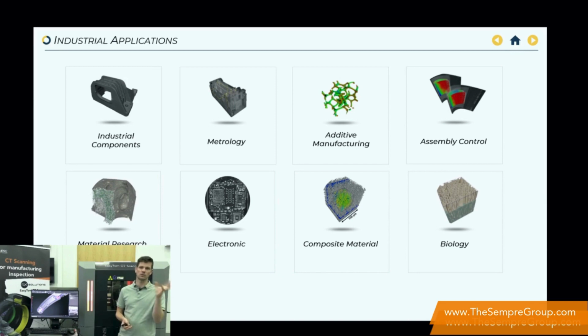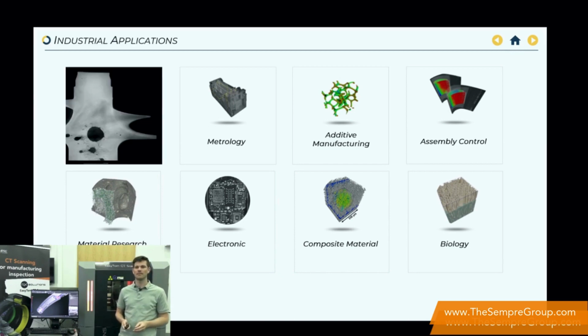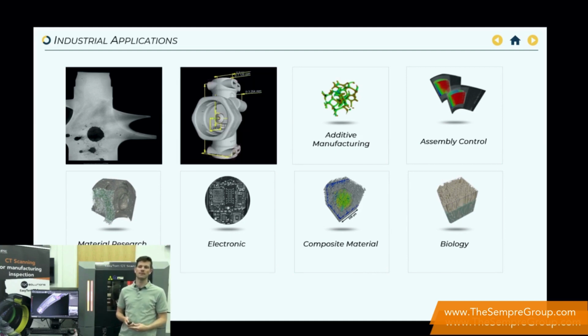So general industrial components, that can be checking for porosities inside of die casted parts, for instance. General metrology, so checking dimensions, especially for samples where we have difficulties to reach certain areas on the inside, or maybe for 3D printed parts where we make complex shapes that we cannot measure with conventional technologies.